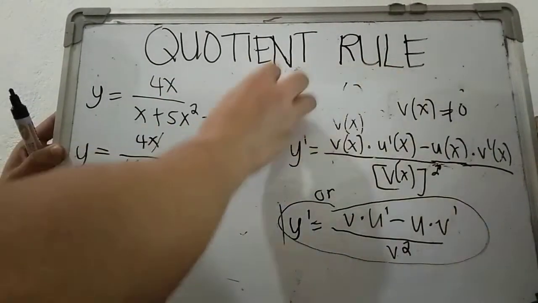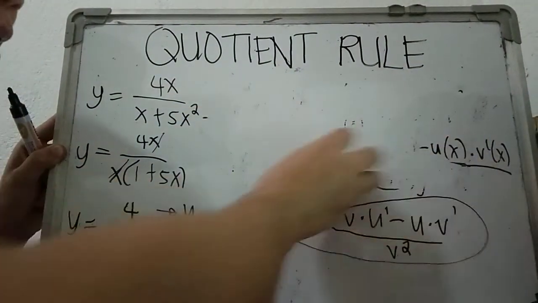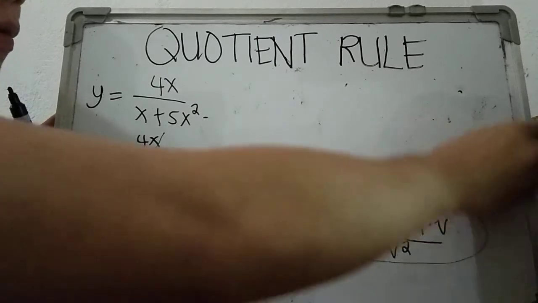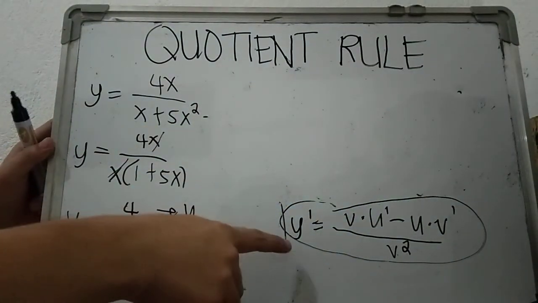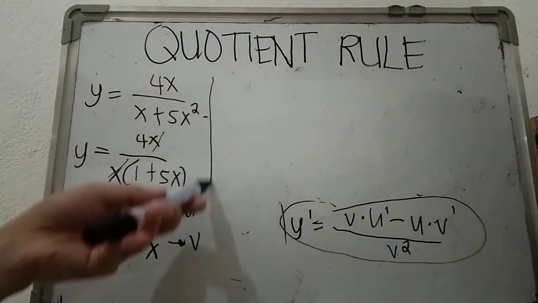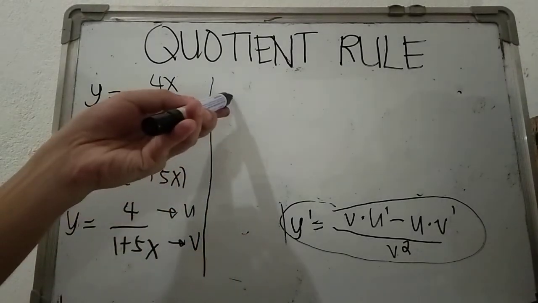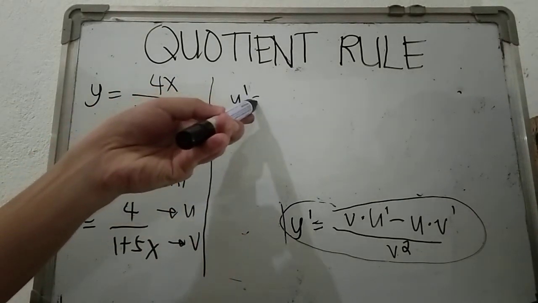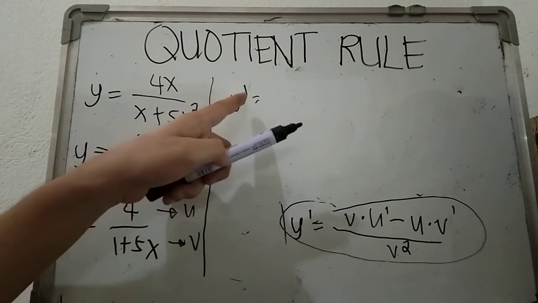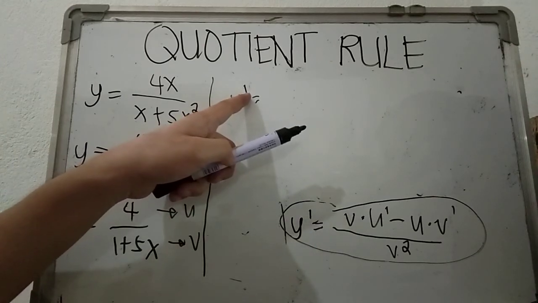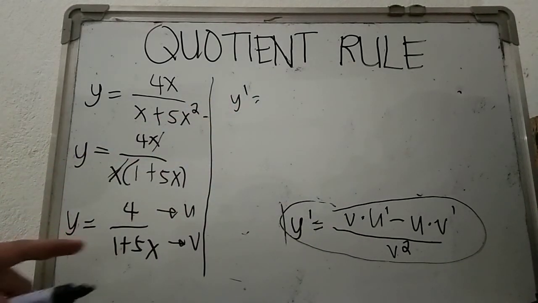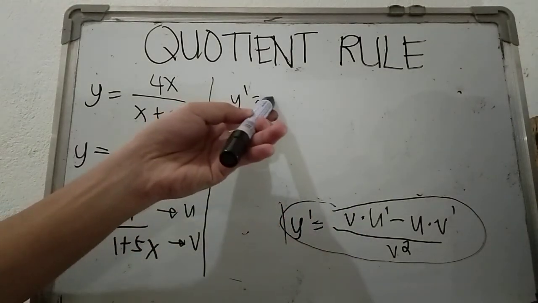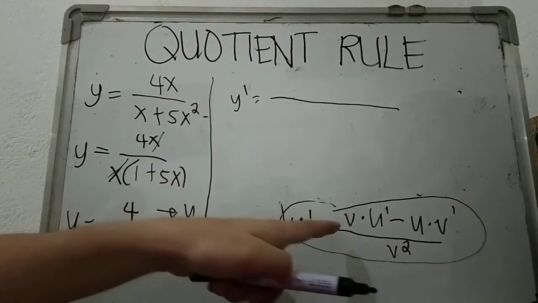Now in getting the derivative, all we have to do is follow the same formula that we wrote here. So this is now y prime. At this point, we are finding the derivative, so make use of this prime. So by following the formula, what is v?